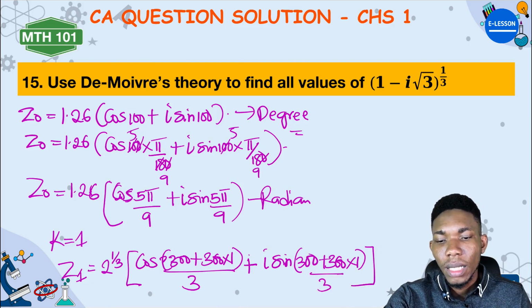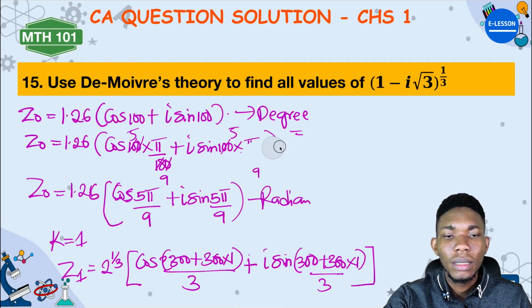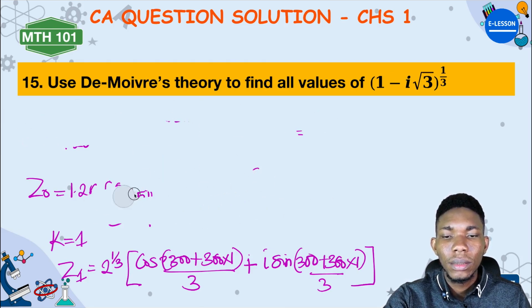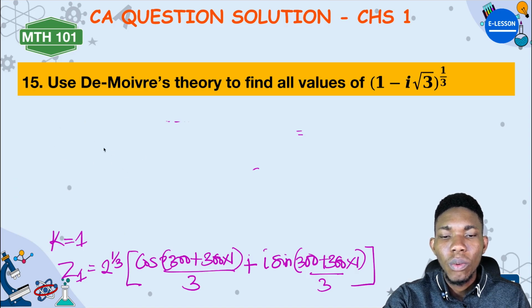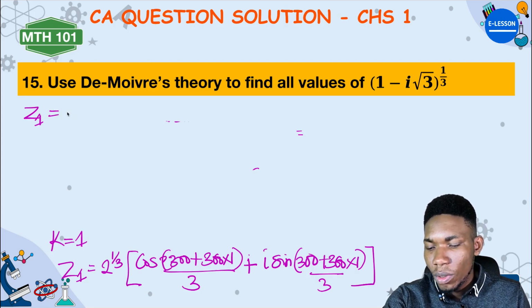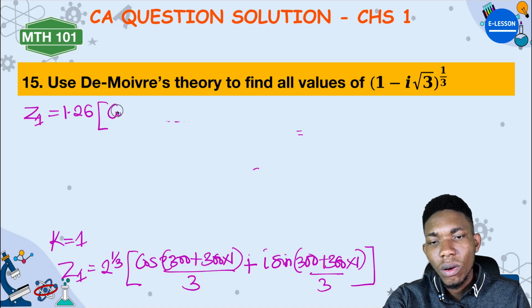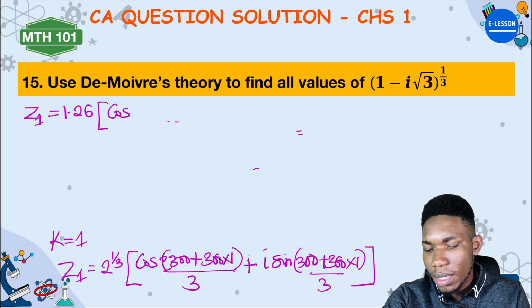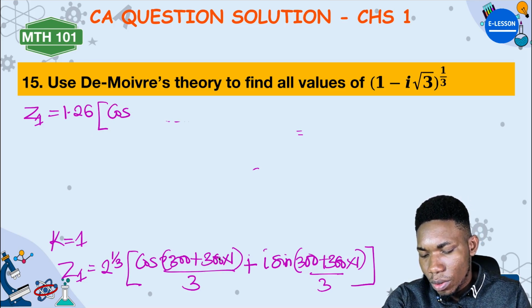All right? Now, I can erase this one. Hope you've written this one. For Z1, from when k is equal to 1, the other value will be: Z1 will be equal to, what did we get here? 1.26 bracket cos of 300 plus 360 times 1. 360 times 1 is 360. So we have 360 plus 300, all divided by 3.